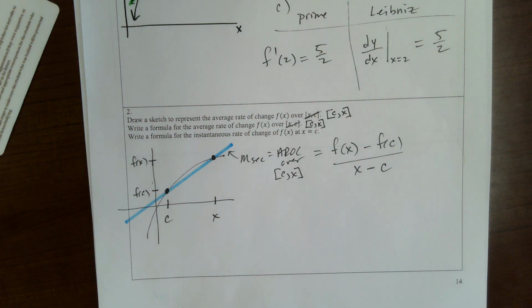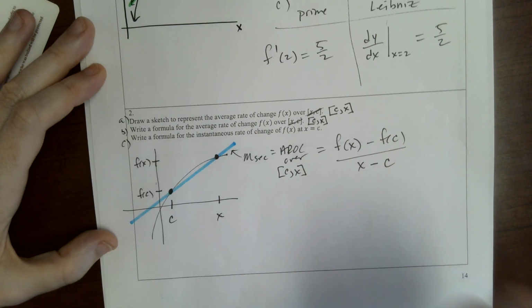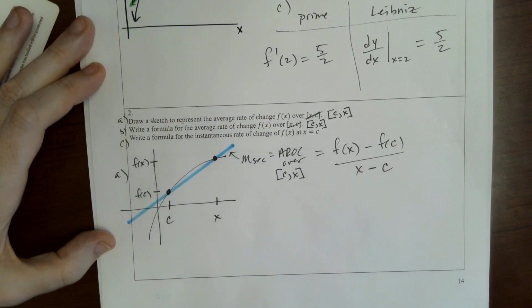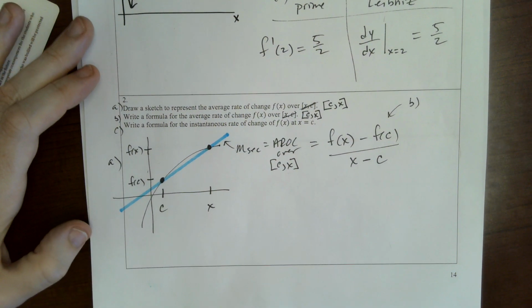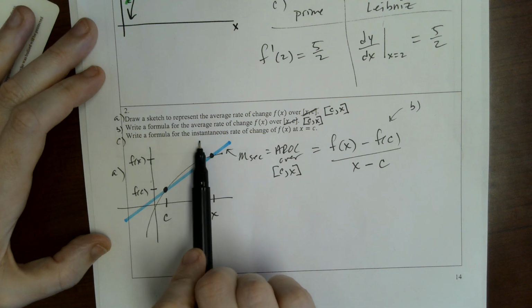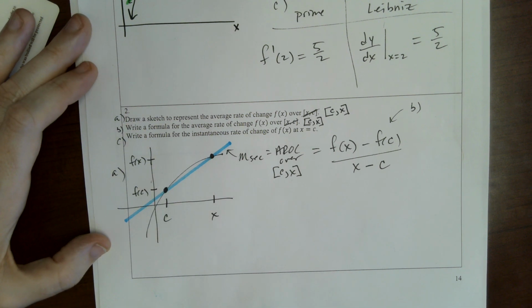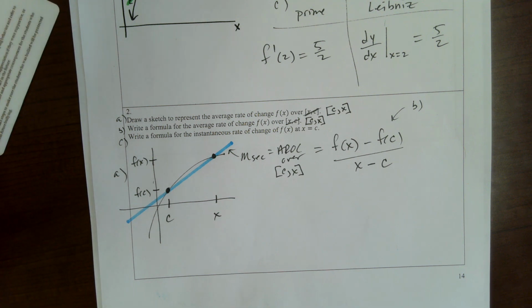Okay, so maybe we should label these A, B, and C. All right, so this was part A. This here is part B. And then we're going to have a part C in a moment. So part C, write a formula for the instantaneous rate of change of f of x at x equals c.